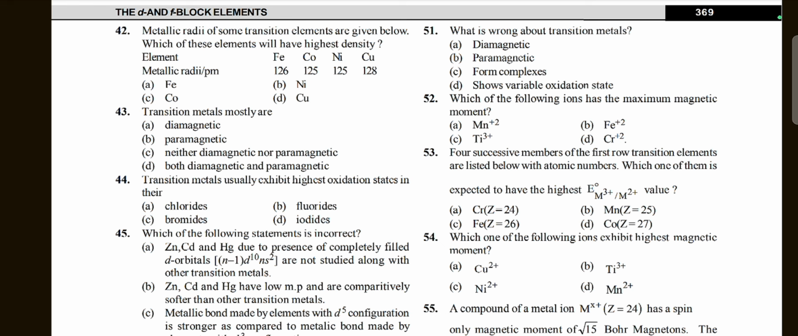Ti2+ will have 2 unpaired electrons, and Cr2+ will have 4 unpaired electrons. So maximum number of unpaired electrons are present in Mn2+. Magnetic moment is directly proportional to the number of unpaired electrons. So option A will be the answer.